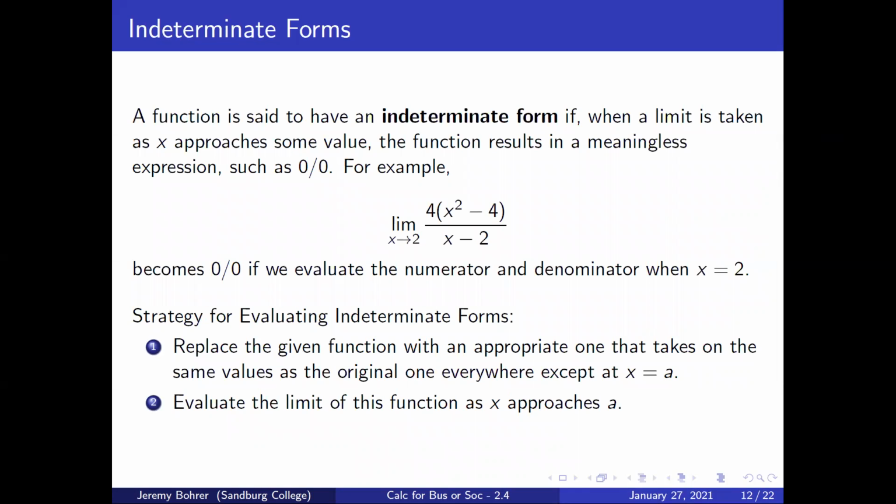A function is said to have an indeterminate form if, when a limit is taken as x approaches some value, the function results in a meaningless expression such as 0 divided by 0. For example, the limit as x approaches 2 of 4 times (x squared minus 4) divided by (x minus 2) becomes 0 divided by 0 if we evaluate the numerator and denominator when x equals 2. To evaluate indeterminate forms, replace the given function with an appropriate one that takes on the same values as the original one everywhere except at x equals a, and then evaluate the limit of this function as x approaches a.